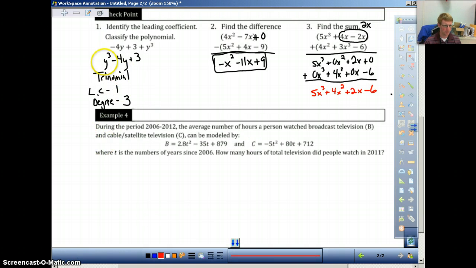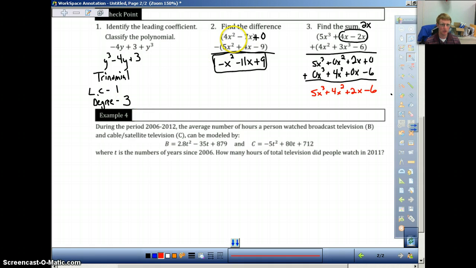Okay, so for the first one, if you rewrite it in order, you have y to the third minus 4y plus 3. There's 3 terms, therefore it's a trinomial. The leading coefficient in front of our y to the third is 1. If there is no number, it's 1. So we have to remember that. And the degree is the highest power that we have, which is 3.